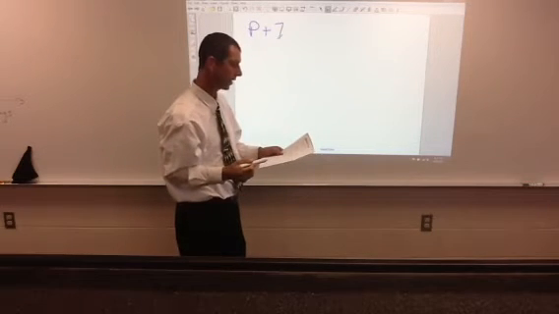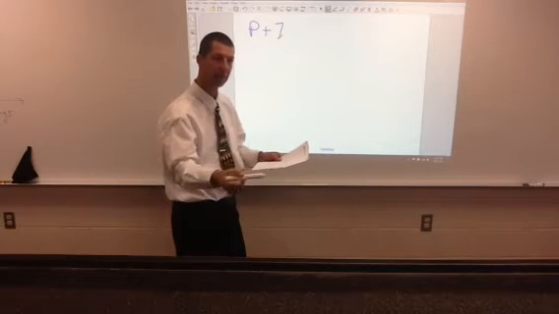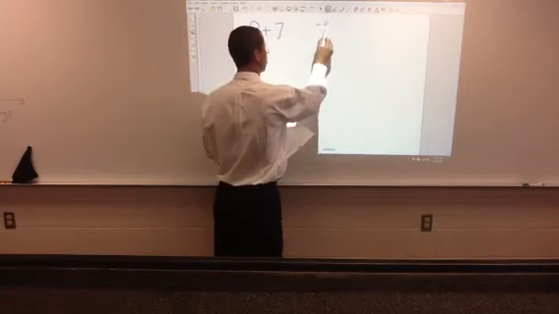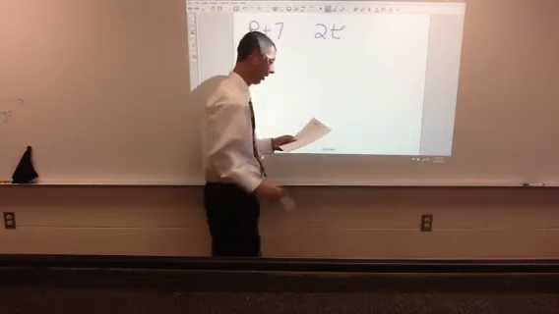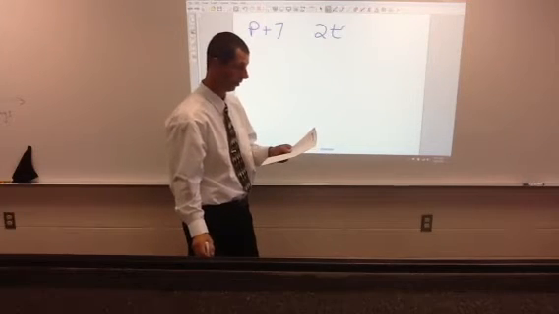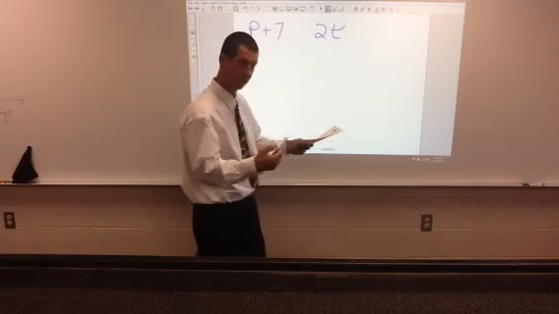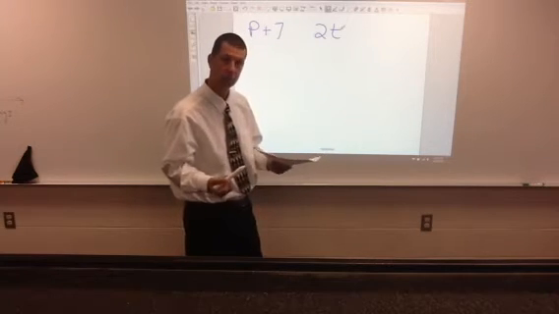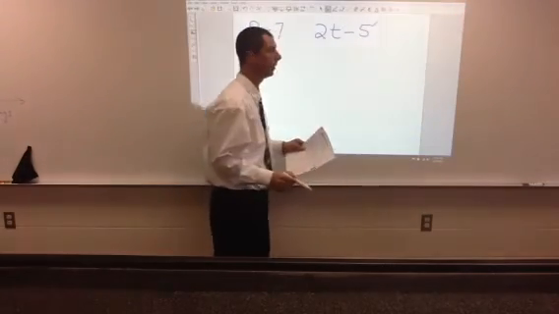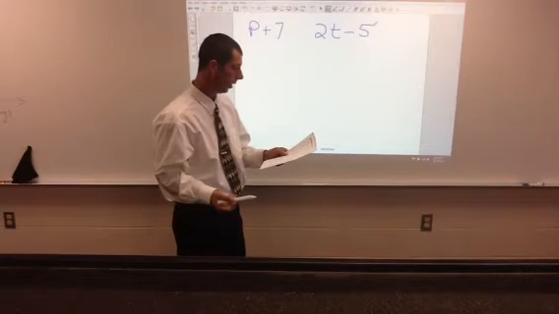Number 10, 5 less than twice a number. So we got twice the number. Twicing a number is timesing that number by 2. So we're going 2 times the number. In this case, they want us to use T as our variable. So twice T, 5 less than that now. 5 less would be taking 5 from it, subtracting, so minus 5 would be the algebraic expression. Certainly a little more difficult one.